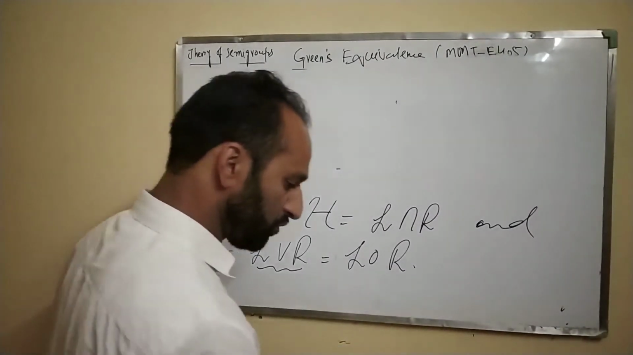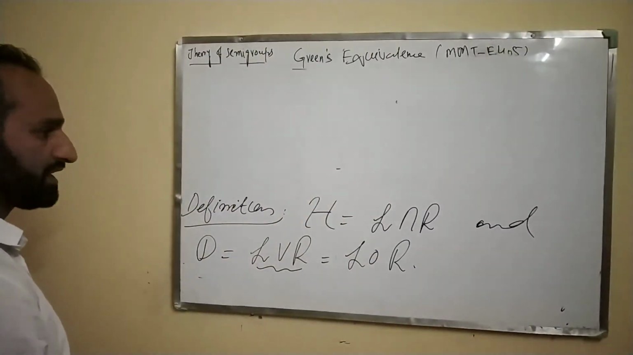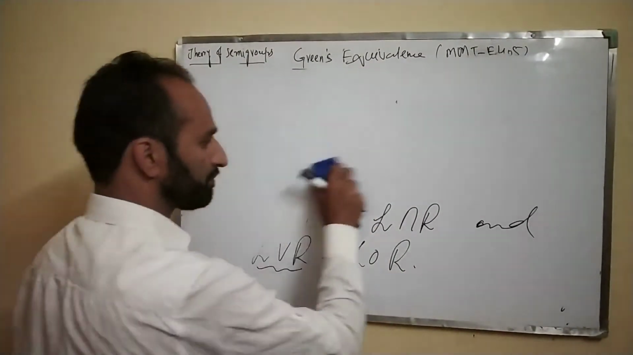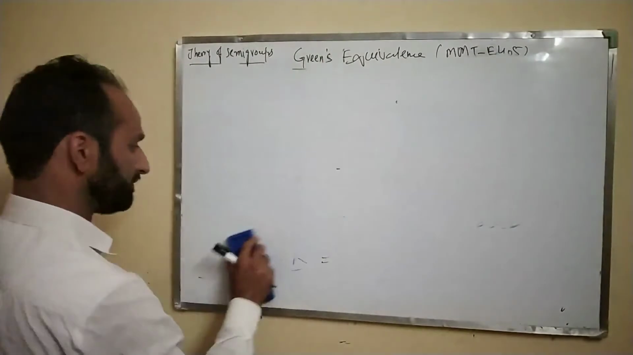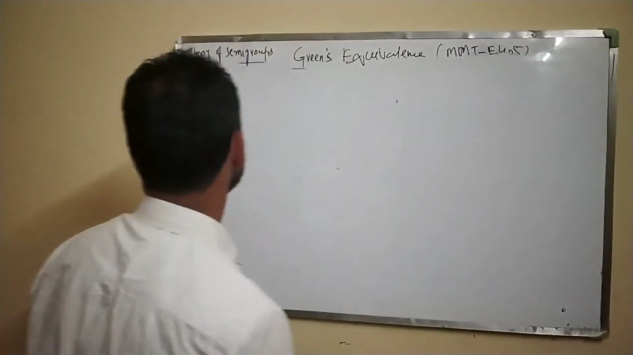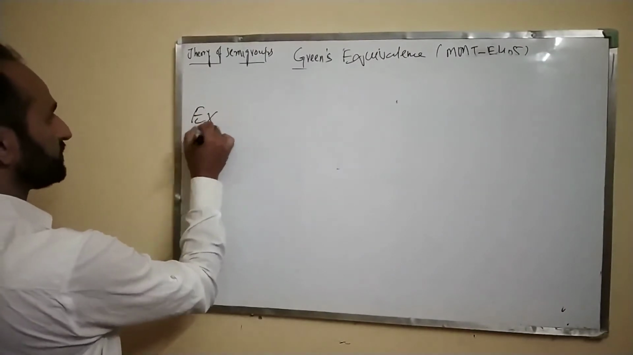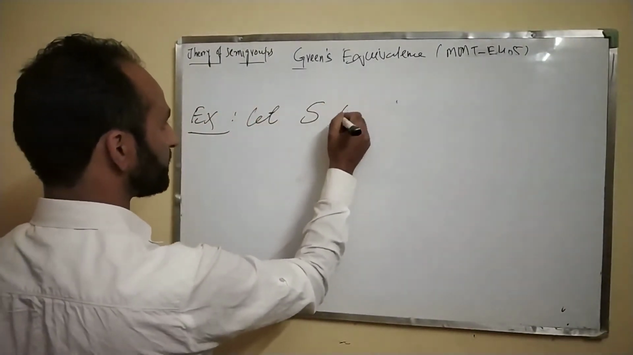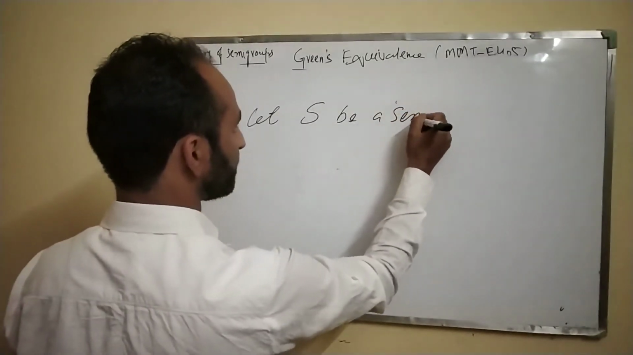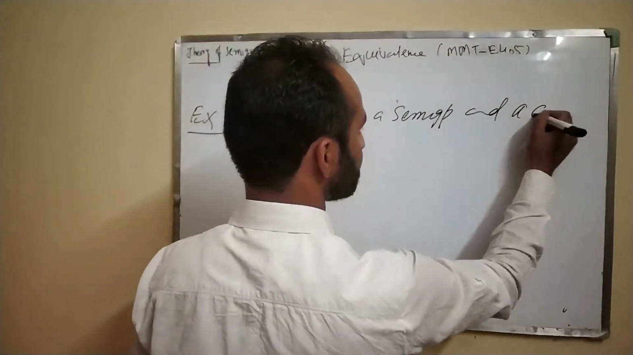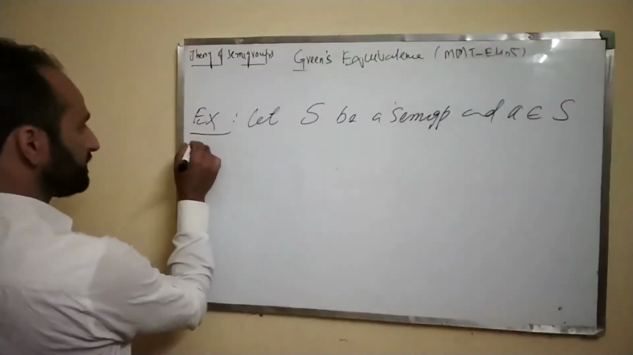Now we define one more relation, that's called the J relation. For this, we first define the two-sided principal ideal. So let's first show this. Let S be a semigroup, and A is any element of S. Then show that.